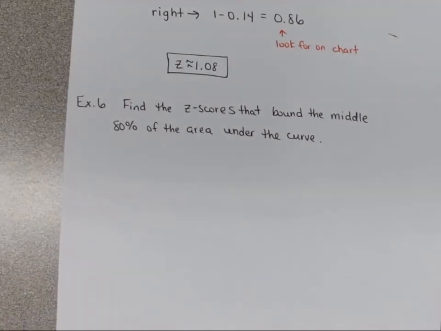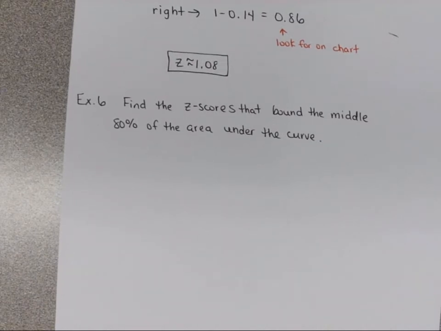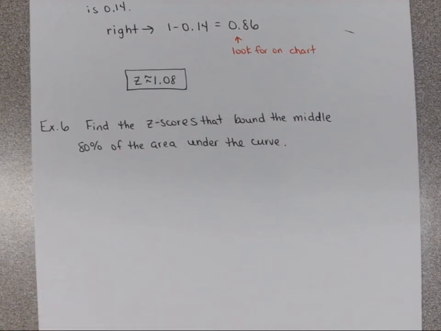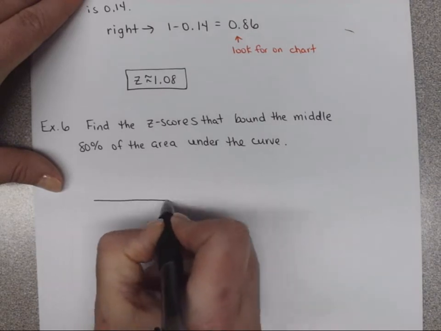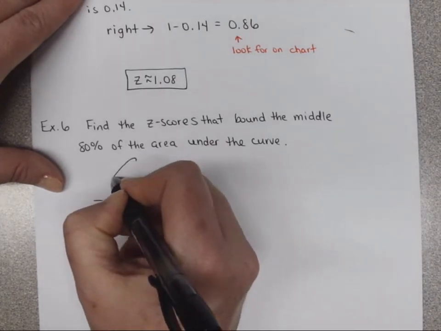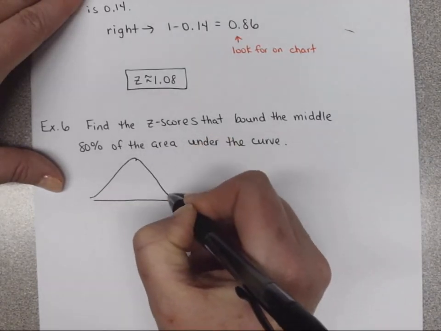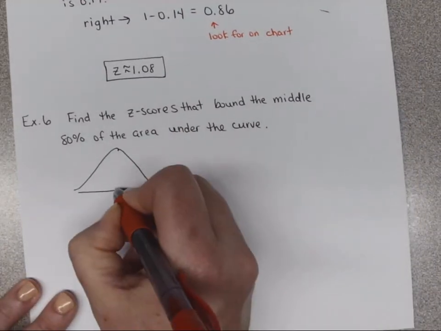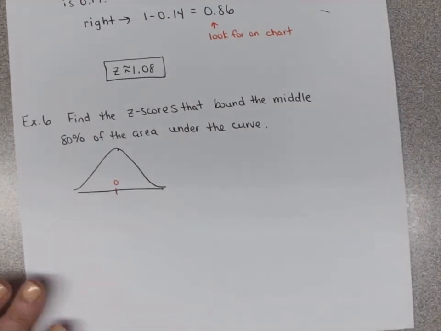All right, find the z-scores that bound the middle 80% of the area under the curve. Okay, so this one is kind of a higher level thinking question. Anytime you're a little confused about what it's asking for, you can definitely ask me, but try to draw a picture first and see if that helps. Okay, remember a z-score of 0 is always in the middle.